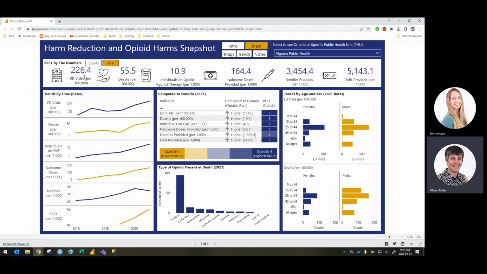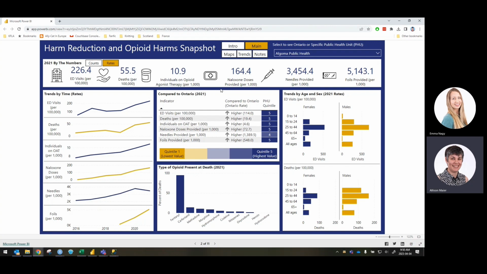Rates are used throughout the rest of the dashboard because they're more useful when comparing trends over time, as well as trends between public health units. There's a definition for rates on the intro page. Again, we can see the same graph that we saw from the first page of the dashboard, showing trend rates over time for each of the 6 indicators.